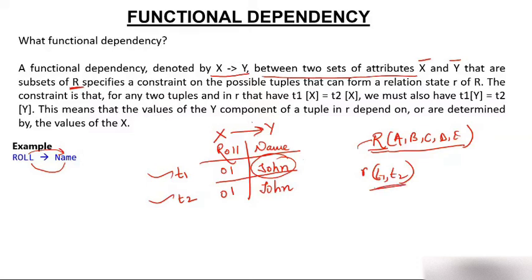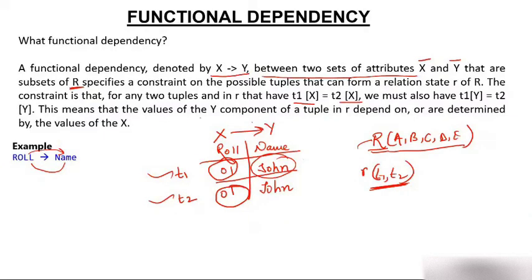So there is a constraint on these tuples, and what is that constraint? The constraint is that for any two tuples in r, if T1 of X equals T2 of X, as I've just told you, then we must also have T1 of Y equal to T2 of Y. If this holds, then only can we say yes, X is determining Y, or Y is functionally dependent on X.